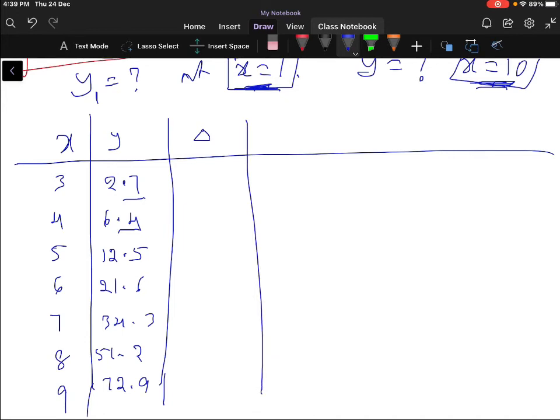So let us construct the first differences, forward or backward differences here. 6.4 minus 2.7 is 3.7. 12.5 minus 6.4 is 6.1. 21.6 minus 12.5 is 9.1. 34.3 minus 21.6 is 12.7.